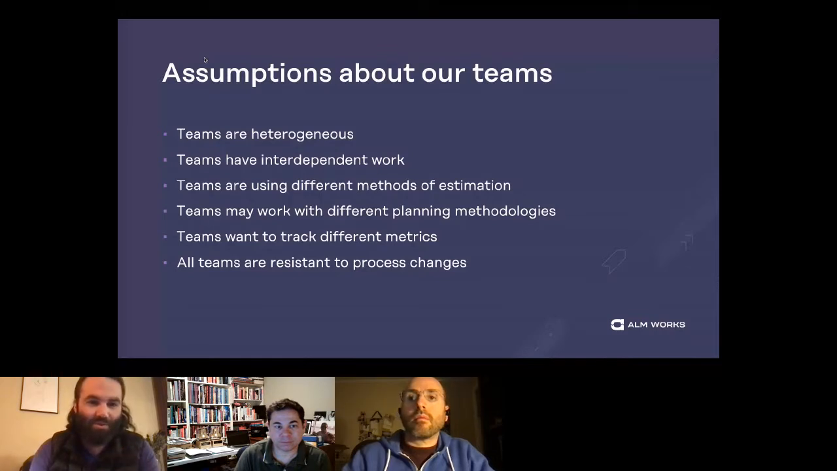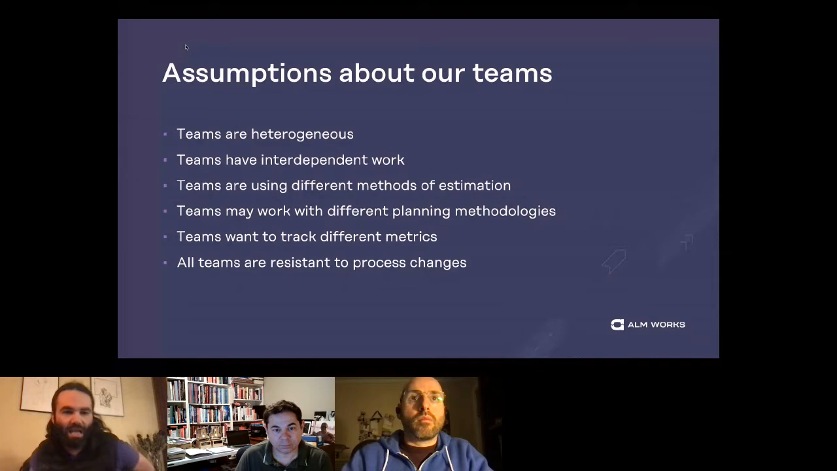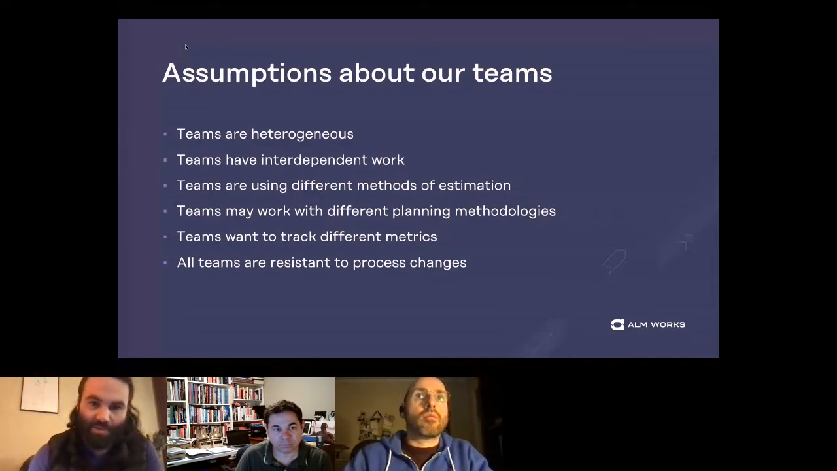We expect teams to be heterogeneous in their method of estimation or in their method of planning. So maybe they're agile and waterfall, maybe they're story points and time tracking. Maybe there are other elements that are different, but there has to be some sort of a la carte understanding that different teams need different things. We're not giving them a one size fits all solution here. Of course, teams are going to track different metrics. We talked about that, different teams having different things that are important to them.